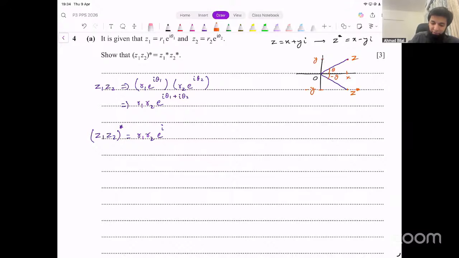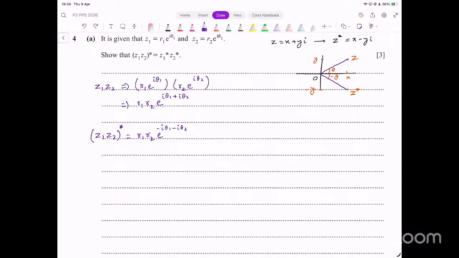So whatever was the argument here, which was theta 1 plus theta 2, now we could put a negative sign with that. We could say it will become minus iota theta 1 minus iota theta 2. That is what z1 into z2 whole conjugate is. Does that make sense to everyone?